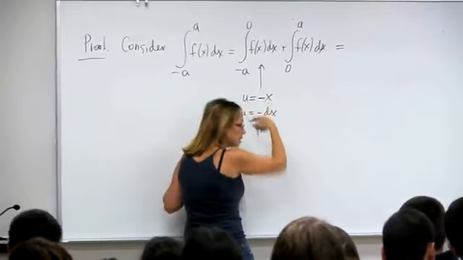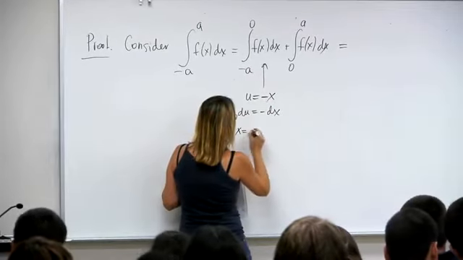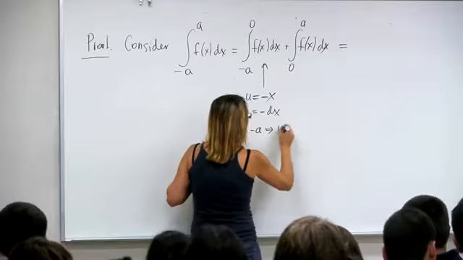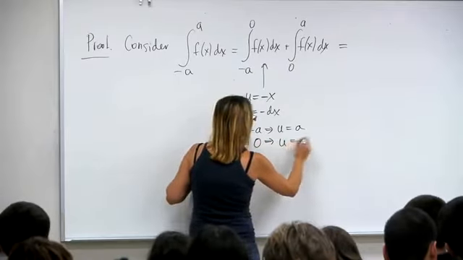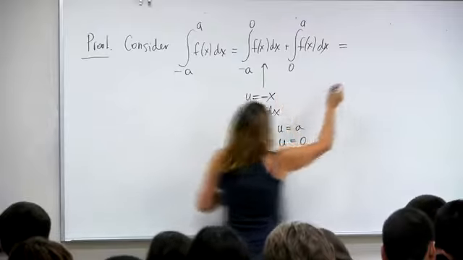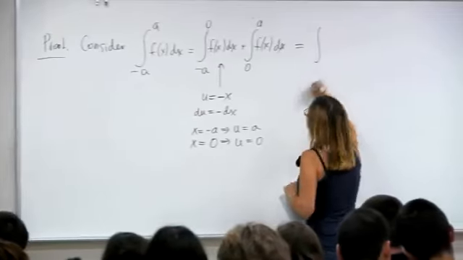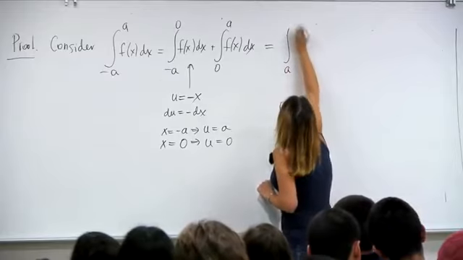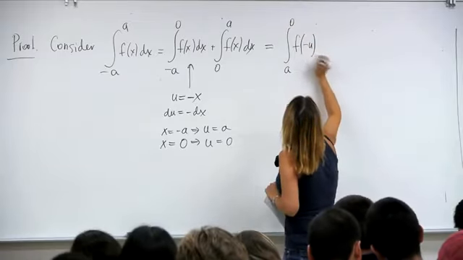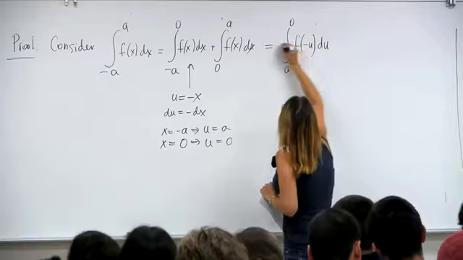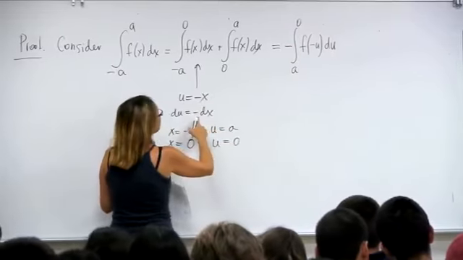And I also have to remember it's a definite integral, so when x is minus a, then u is a. And when x is 0, then u is 0. So what becomes of my first integral? I go from a to 0. I have f of minus u, and I have du with a minus sign because of this.